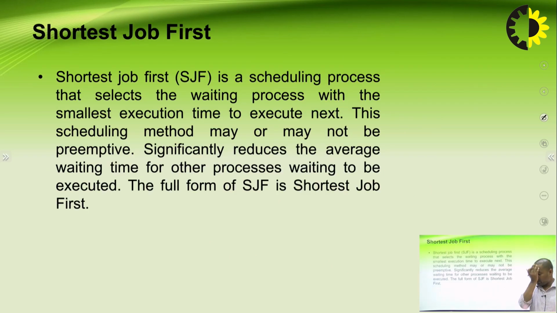The next is shortest job first. Shortest job first is a scheduling process that selects the waiting process with the smallest execution time to execute next. This scheduling method may or may not be preemptive, and it significantly reduces the average waiting time of the other processes waiting to be executed. The full form of SJF is shortest job first. It means the job which is the shortest has to run first, and after that we check it by solving a numerical.